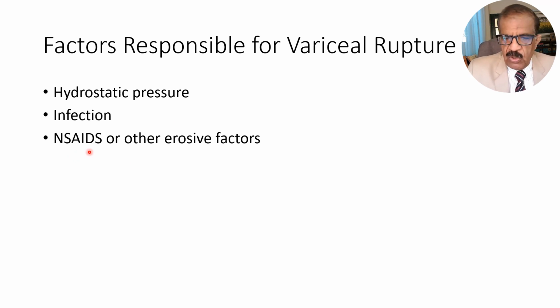Non-steroidal anti-inflammatory drugs are known to cause gastric erosions and ulcers. If somebody has cirrhosis, that person is particularly prone to NSAID-related gastric complications, because the pressure in the gastric veins, the capillaries, is already high, and if somebody takes non-steroidal anti-inflammatory drugs, there could be ulceration and erosion, and these may be responsible for variceal bleed.